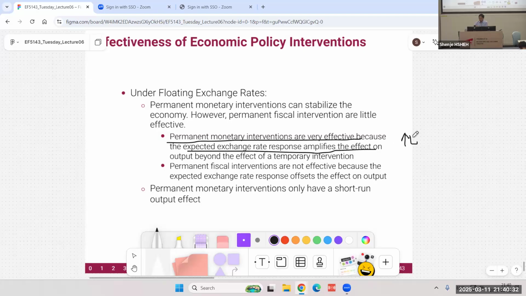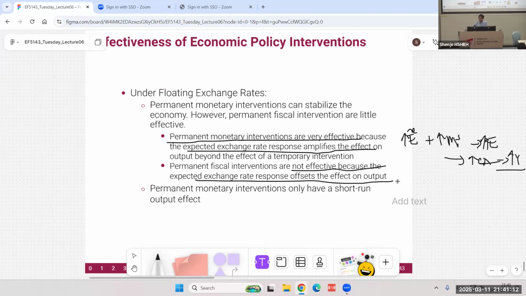It's because of the E hat E in combination with increased MS that gives us that devaluation that makes our exports super competitive, right? Because it elevates foreign countries' price level, consumption basket price levels. And so that makes our goods and services more attractive. And so CA increases, E increases by a lot. And of course, an increase in E increases CA and increases output, etc. Right? All that good stuff. Permanent fiscal interventions are not effective because expected exchange rate response offsets the effect on output.